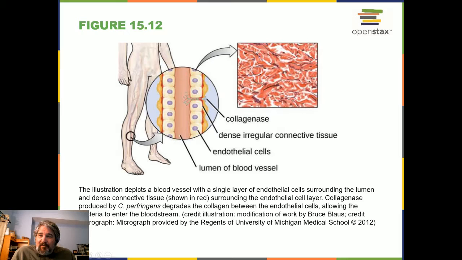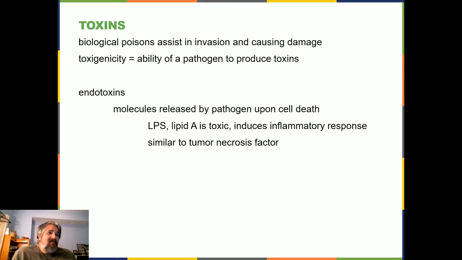So in this illustration here, we're looking at another depiction of collagen getting degraded and the passage of pathogens through there, allowing bacteria to enter the bloodstream. So toxins, biological poisons that assist in invasion and causing damage. Toxicity, the ability of a pathogen to produce toxins.